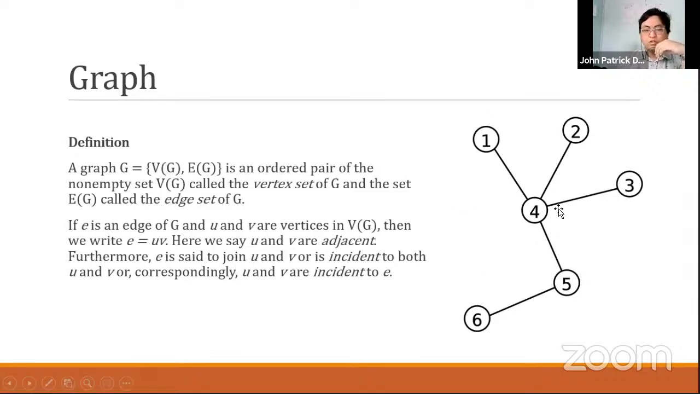So if we look at the example on the right side, we can see an example of a graph with 6 vertices and 5 edges. We can see that 1 and 4 are incident to this vertex, and this vertex is incident to 1 and 4.